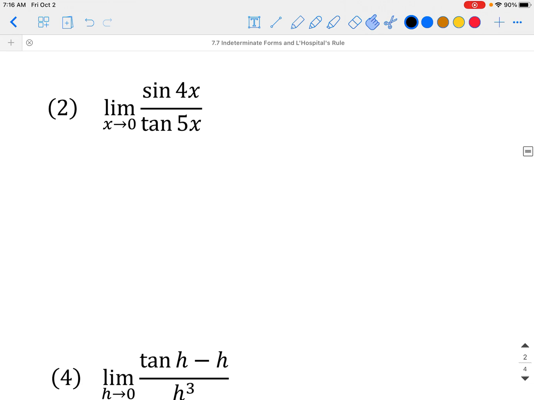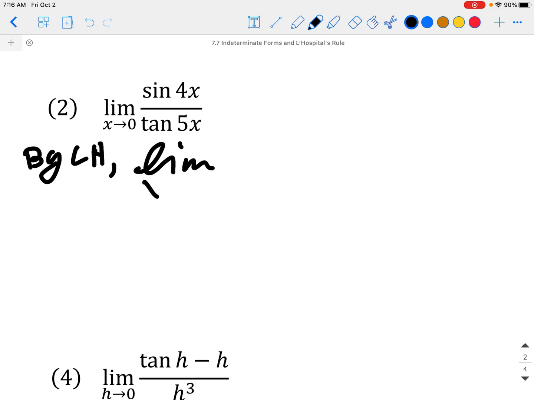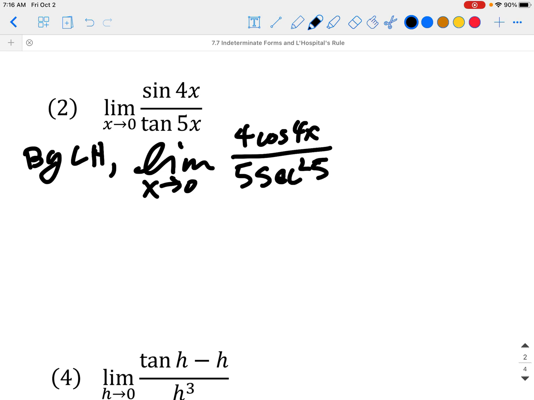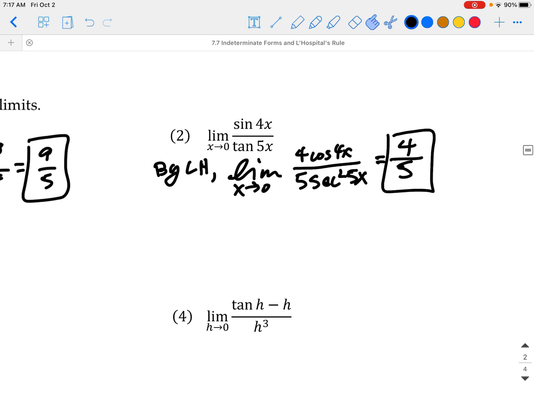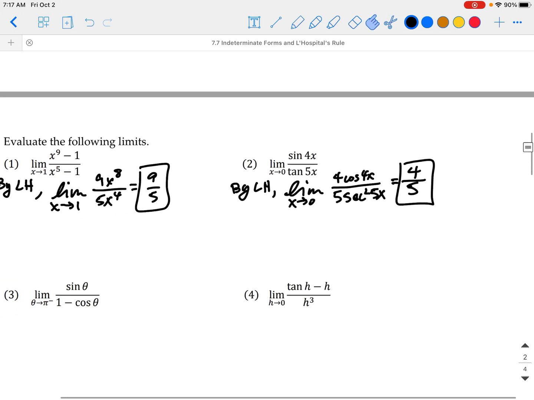For number 2, we can check the same value. So we'll get 0 over 0 if we do direct substitution. So then we can use L'Hopital. We'll get the limit as x goes to 0 of 4 cosine 4x over 5 secant squared 5x. And then now we can directly substitute, and we'll see that we get 4 times 1 over 5 times 1, which is 4/5. Okay.